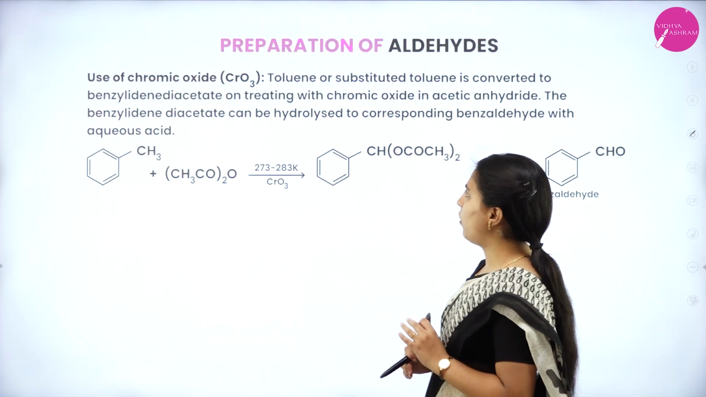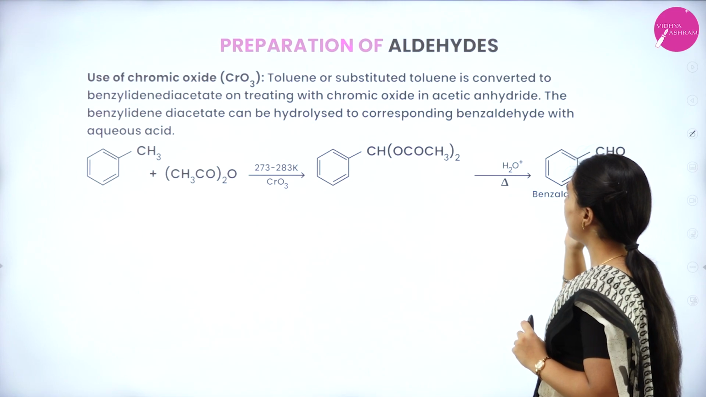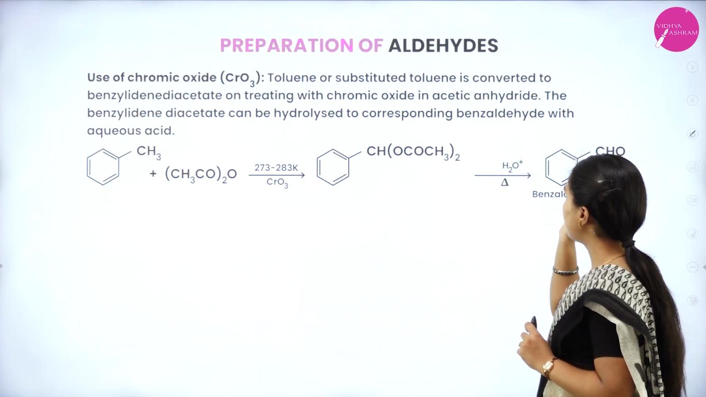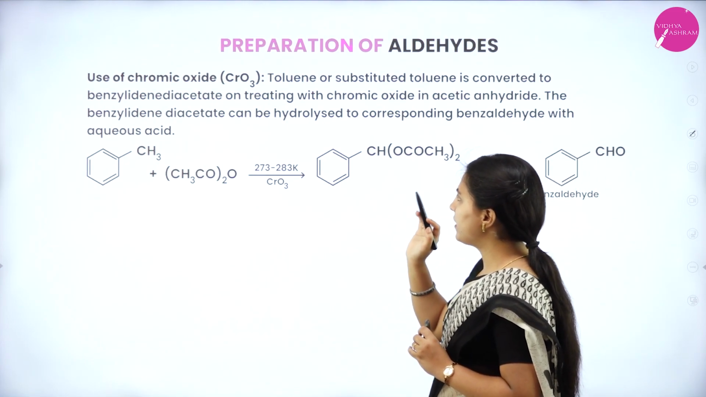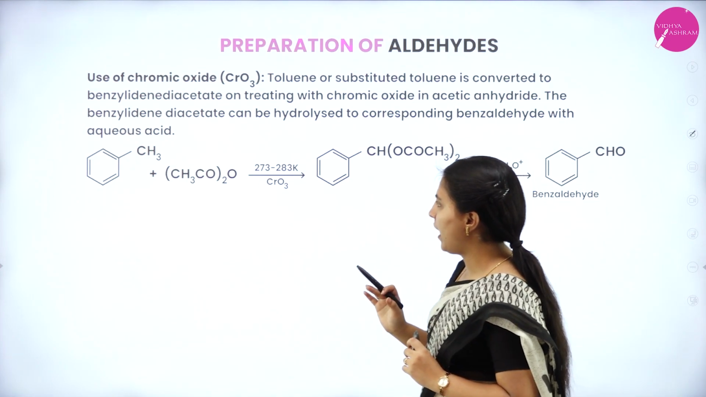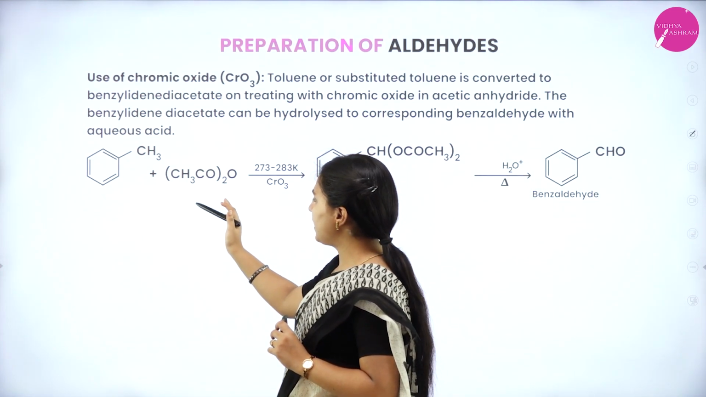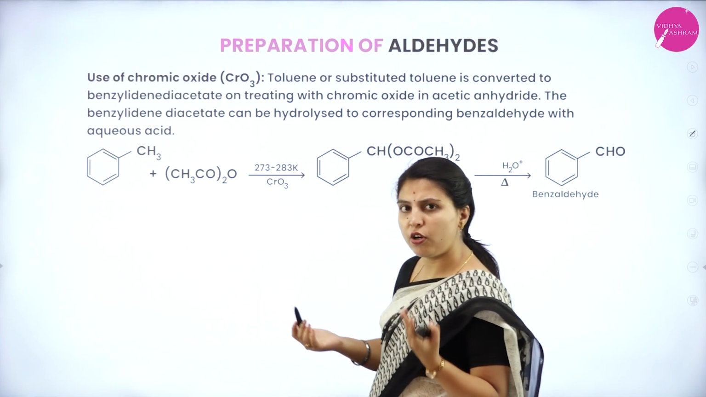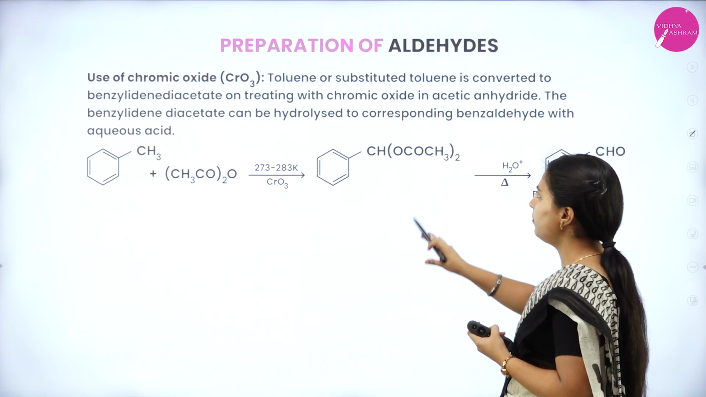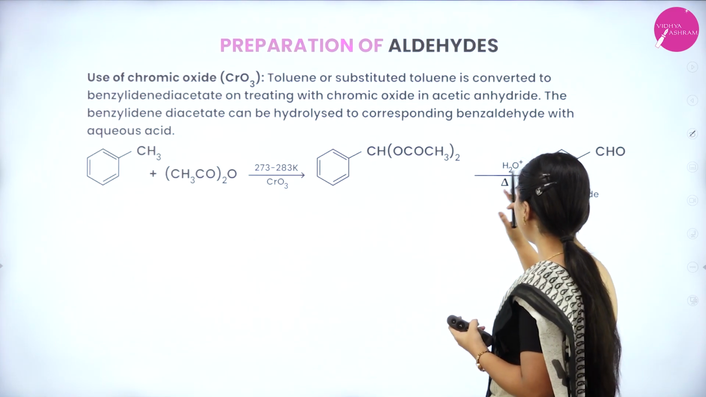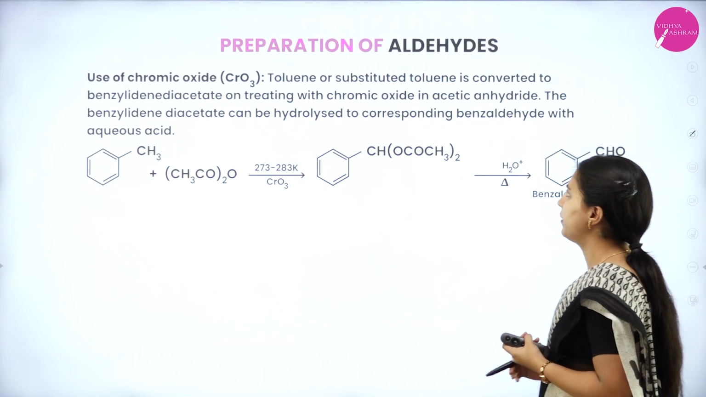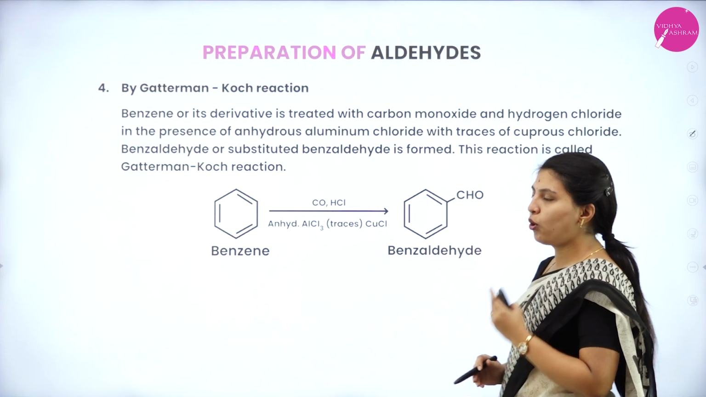Use of chromic oxide: toluene or substituted toluene is converted to benzaldehyde. On treating with chromic oxide in acetic anhydride, the benzylidene diacetate can be hydrolyzed to the corresponding benzaldehyde with aqueous acid. See here, toluene, substituted or non-substituted, in the presence of chromic oxide will form an intermediate, and later on hydrolysis, it will form benzaldehyde. Next, the Gattermann-Koch reaction.